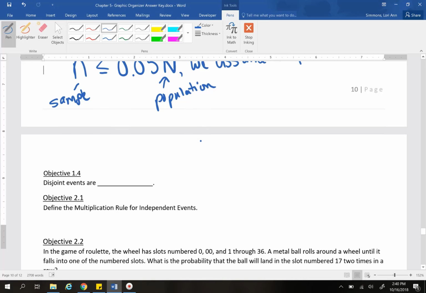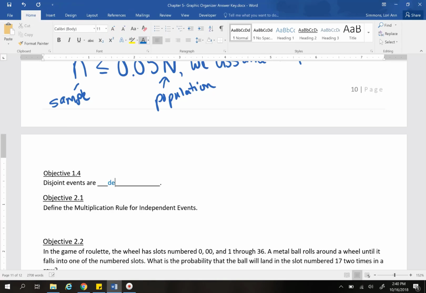So, are disjoint events dependent or independent? These are dependent. If A and B are independent, then having information on A does not tell us anything about B. But if these are disjoint events, then knowing A occurs tells us that B cannot occur. So hopefully that helps you with disjoint events, knowing that they are dependent.